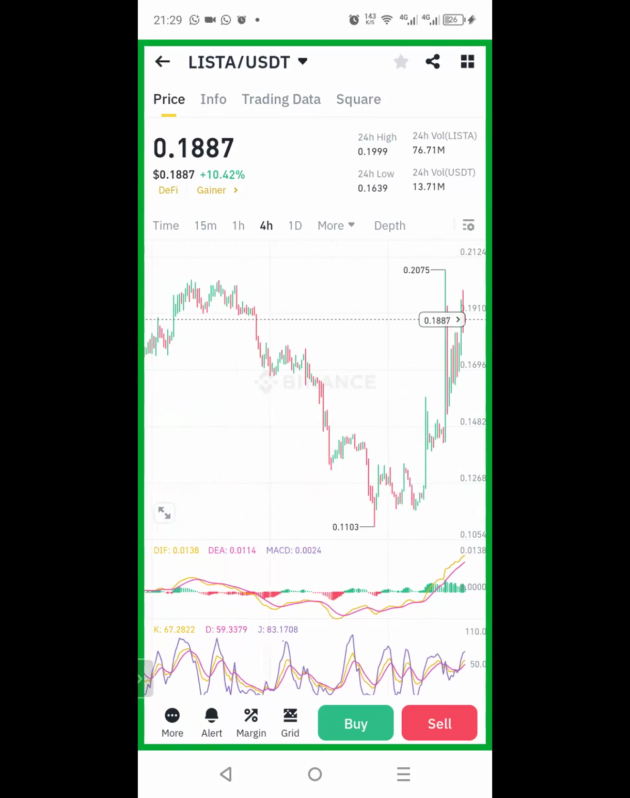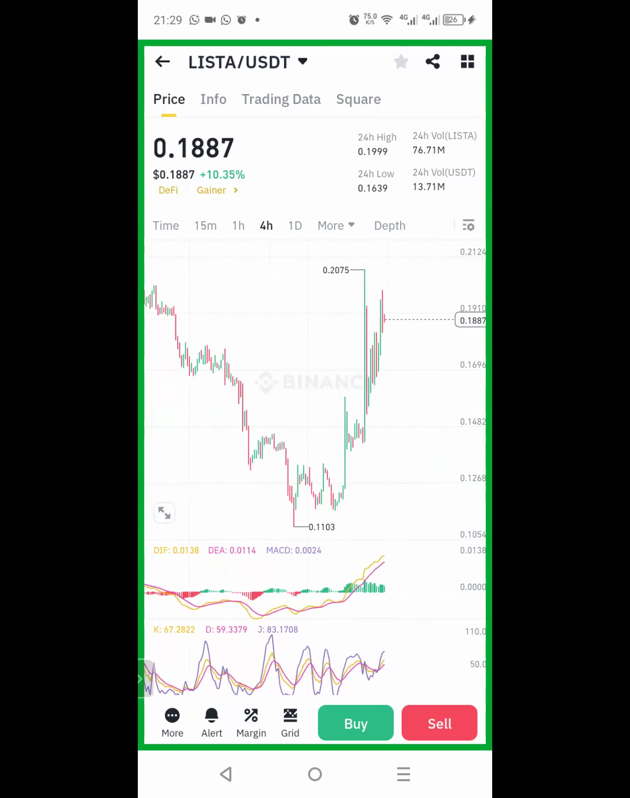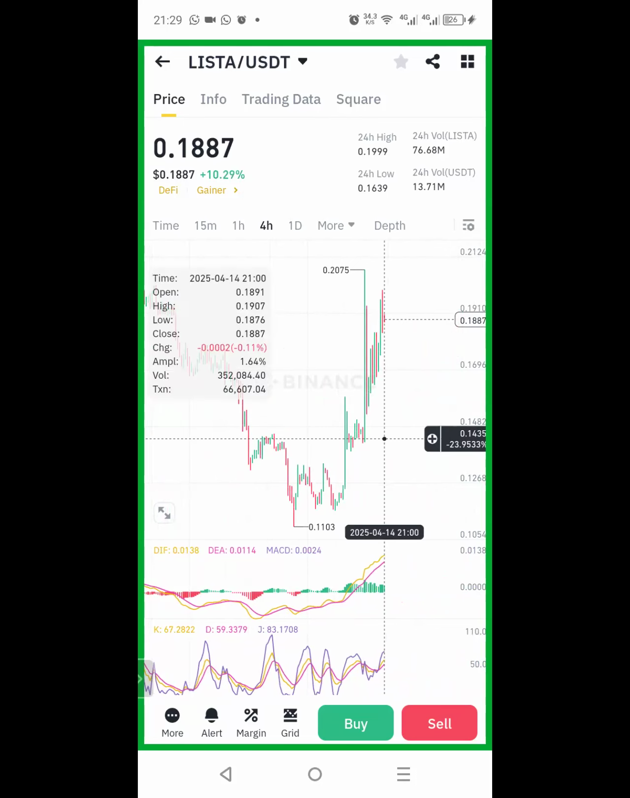So just go and check the coins. Make sure the coin is within the top 50 highest, so within that range of market cap. Check the 1 day, check the 4 hour, check the 1 hour, and check the 15 minutes.